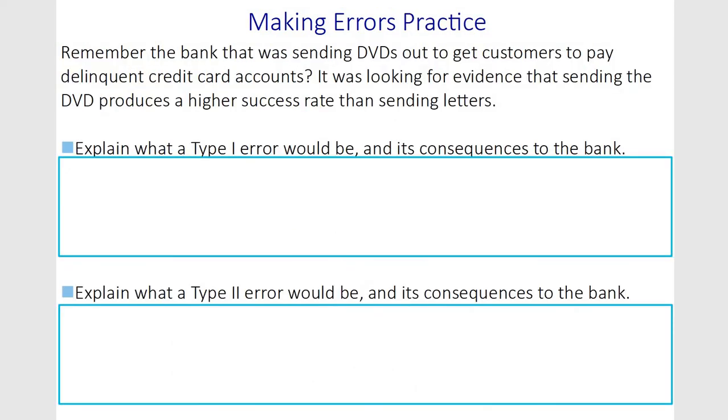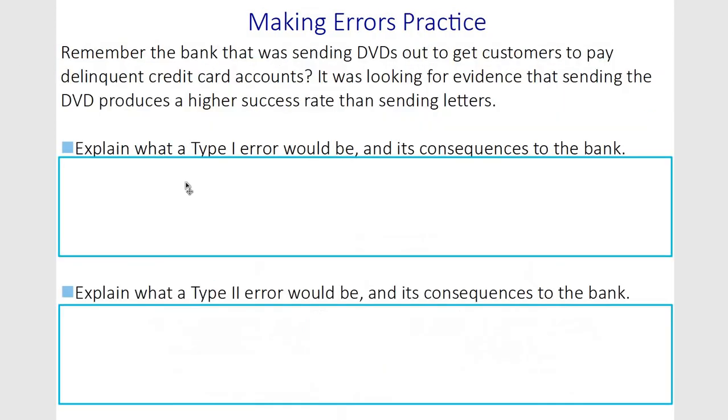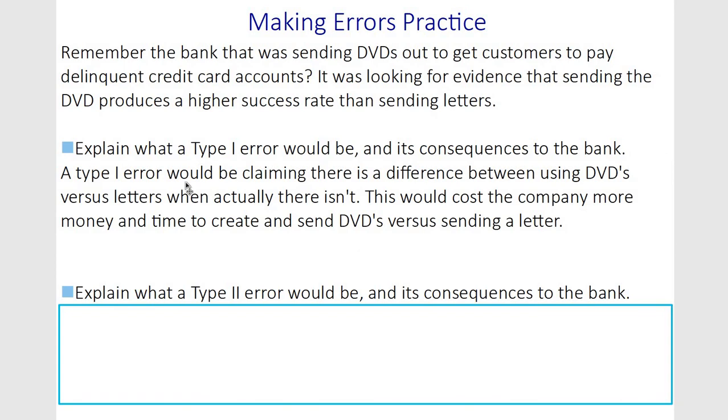So let's see if we can identify the type 1 and type 2 error. Remember the bank, going back to that one with the delinquent credit cards, it was looking for evidence that DVDs produce a higher success rate than sending letters. So what would a type 1 error be? Remember, that's a false positive. A type 1 error is claiming that there's a difference between DVDs versus letters when there isn't. This is going to cost the company more money and time to create and send those DVDs, and they're not going to get a real big payoff off of it. So that's a type 1 error.